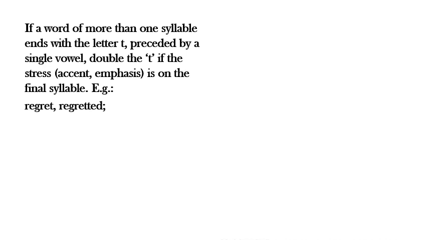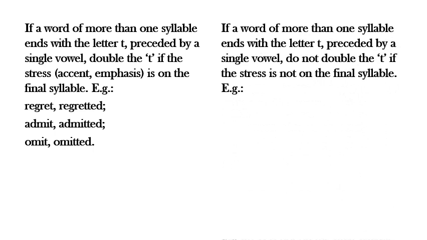Regretted. Okay, another example here. Admit or admitted. Right? Omit, omitted. You see the stress in this case is on the second syllable, so it's omitted. And you double the T. However, it is the other way around when the stress is not on the final syllable. Let's take a look at a few examples. This will explain it very clearly.